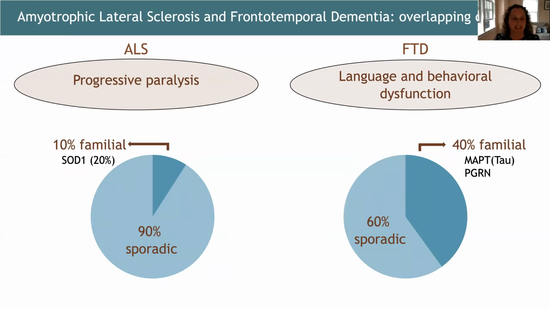You tell me. So as I said, the genetic causes were really different. In 1993, a gene called SOD1 was identified to be a cause of ALS, and mutations in tau and progranulin were known to be familial causes of frontotemporal dementia.